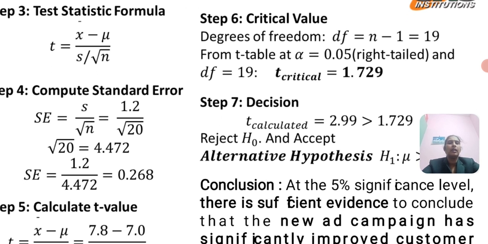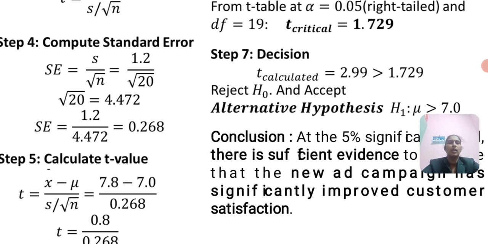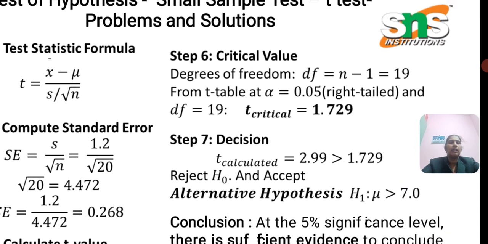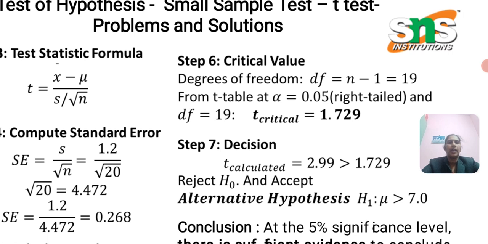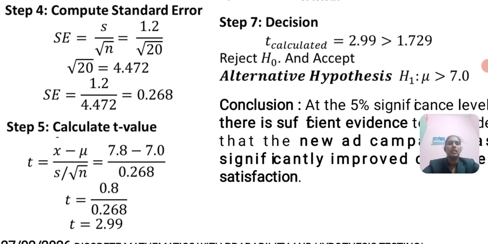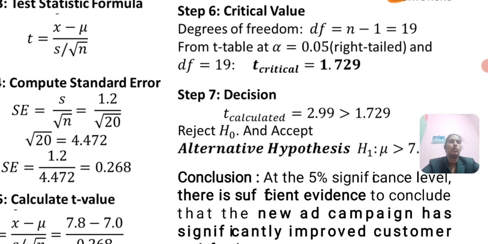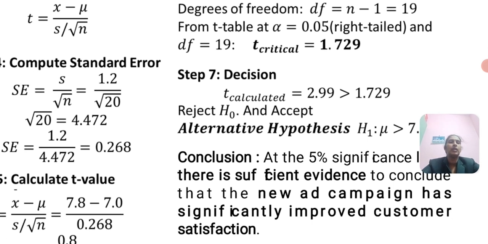So calculating this t-test, we will get x bar minus mu by s by root n, 7.8 minus 7.0 by 0.40, so we will get 2.0. But the degree of freedom is 19, so we have to look up the table value at 0.05 in the 19th degree. That critical value is 1.729. We have to compare this critical value with the t value, and the t value should be greater than 1.729. So we reject H0 and we accept the alternate hypothesis, and at the alpha 5% level we conclude the campaign has significantly improved customer satisfaction.